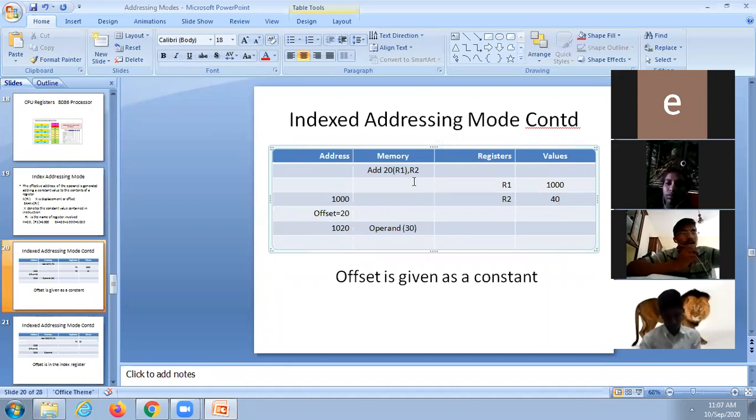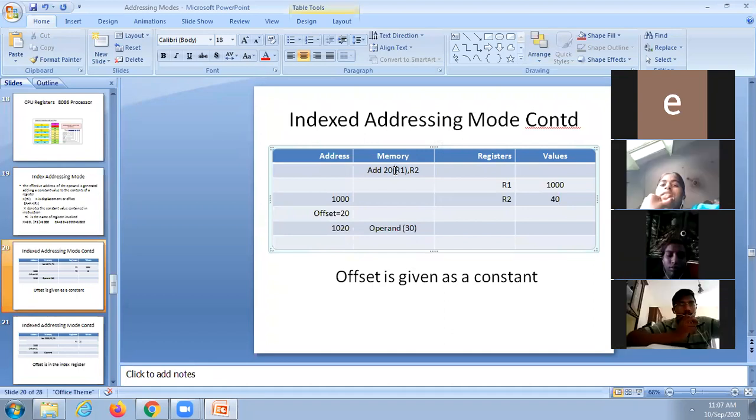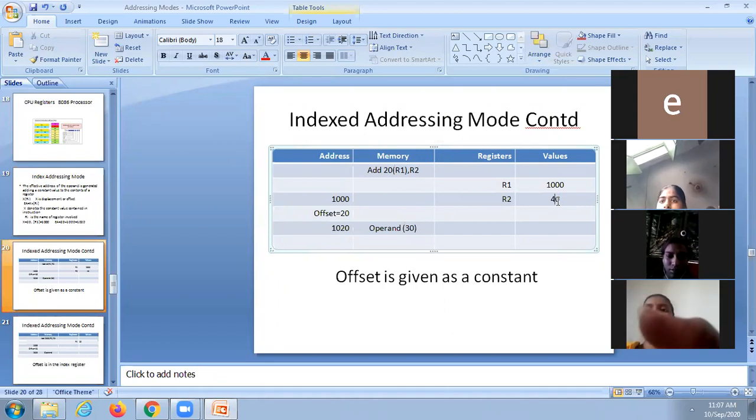What will be the result of this instruction? 70. Yes, 70. It will be 70. 30 will be added to 40. The result will be 70.